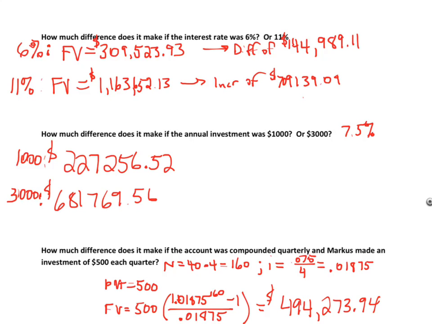How much difference did it make? The answer is it makes about a $50,000 difference over the life of the investment in this particular circumstance.